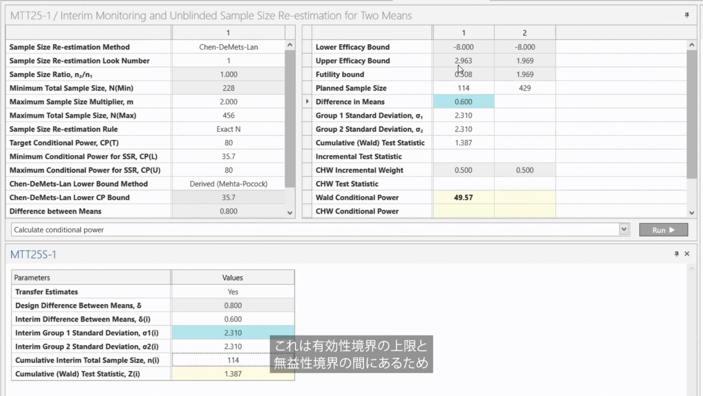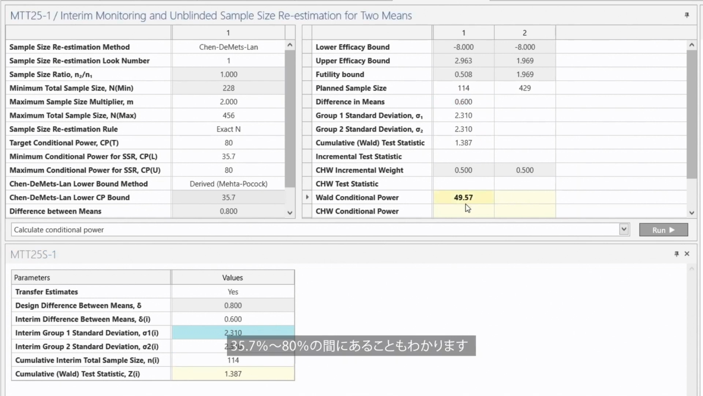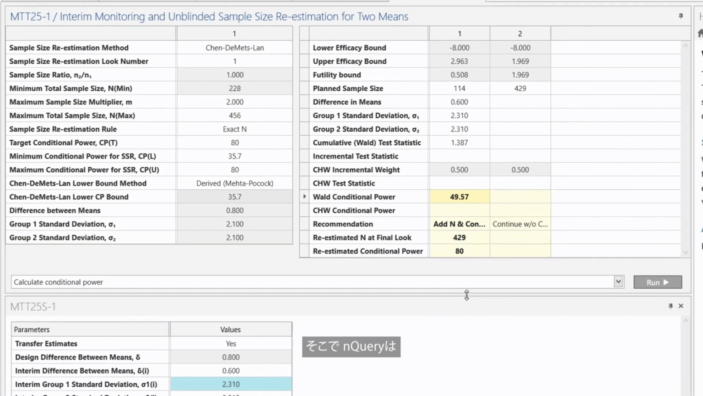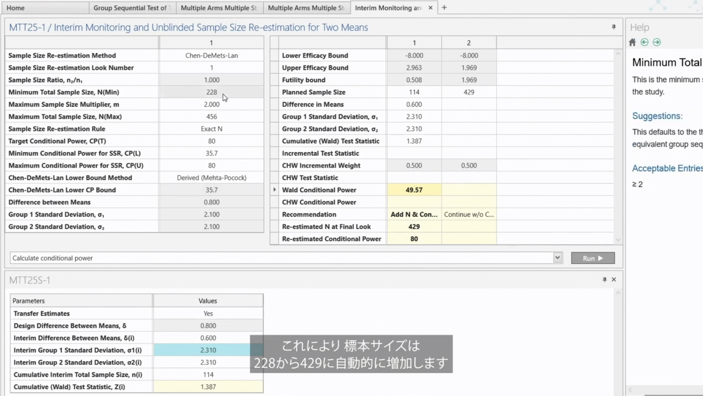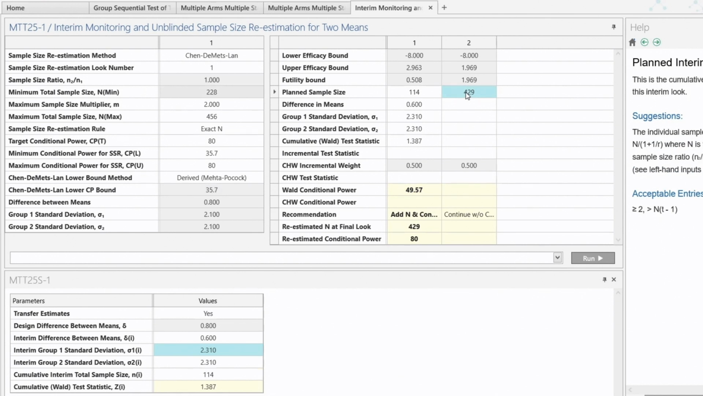This is between the upper efficacy bound and the futility bound, therefore we want to continue to the next look. However, we can also see that the conditional power falls between 35.7 and 80%, and thus nQuery recommends that you increase the sample size up to 429 to ensure that your conditional power is now equal to 80%. So this has increased the sample size from 228 up to 429 automatically for us in nQuery.